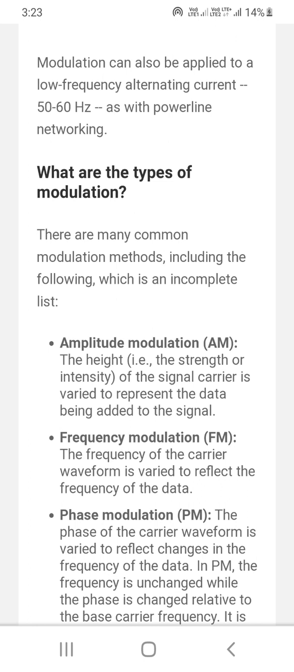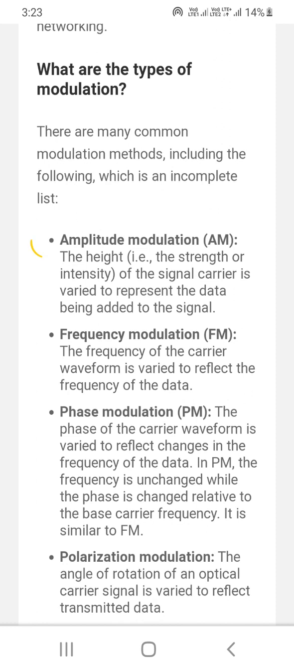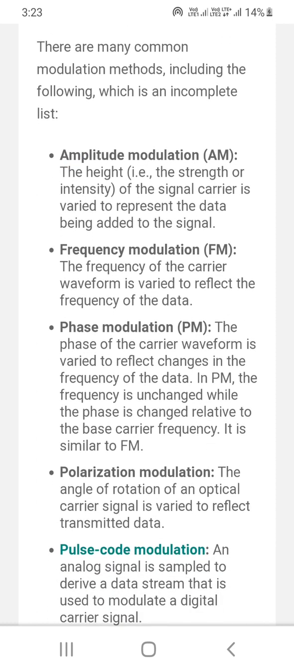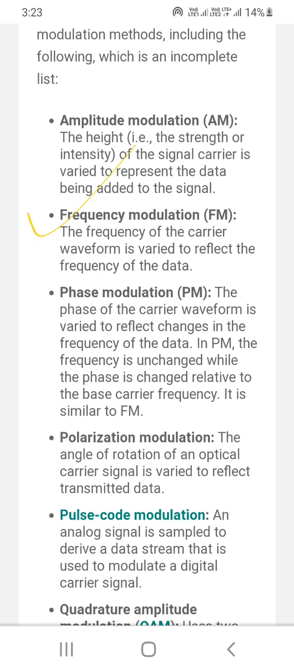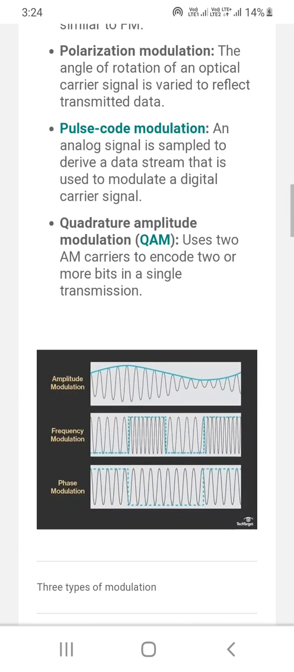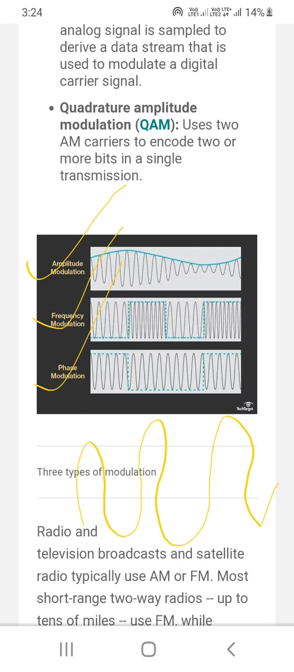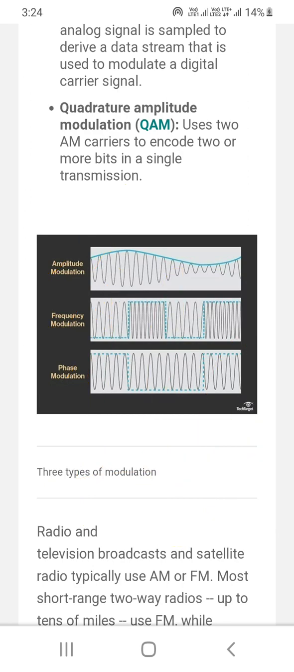So what are the types of modulation? There are many common modulation methods, including the following. Amplitude modulation: the height and strength of the signal carrier is varied. Frequency modulation: the frequency of the carrier waveform is varied to reflect the frequency of the data. Phase modulation: the phase of the carrier waveform is varied to reflect change. Polarization modulation. Now, three types of modulation are there: amplitude modulation, frequency modulation, phase modulation.